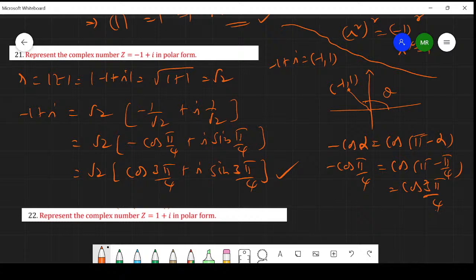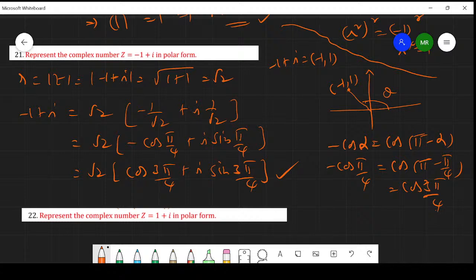Use this technique. Then you will get cos 3 pi by 4, that is pi minus pi by 4. So you get the angle 3 pi by 4 in the second quadrant. So this is the polar form of the complex number. When the given complex number is in the second quadrant, please follow this method. It is easy to solve the problem.